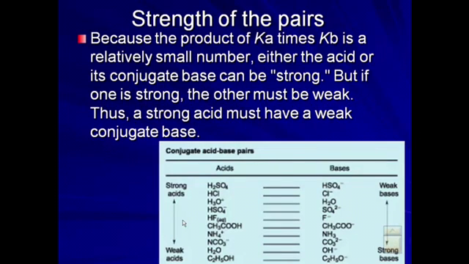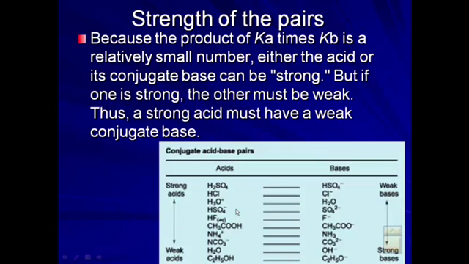Alright, so here is a quick table. This can be found in your book too. It says, because the product of Ka times Kb is a relatively small number, 1 times 10 to the negative 14th, either the acid or its conjugate base can be strong. But if one is strong, that means that the other one must be weak. So it's kind of like a ratio or a proportion. When one is strong, the other is weak. It says, thus, a strong acid must have a weak conjugate base.